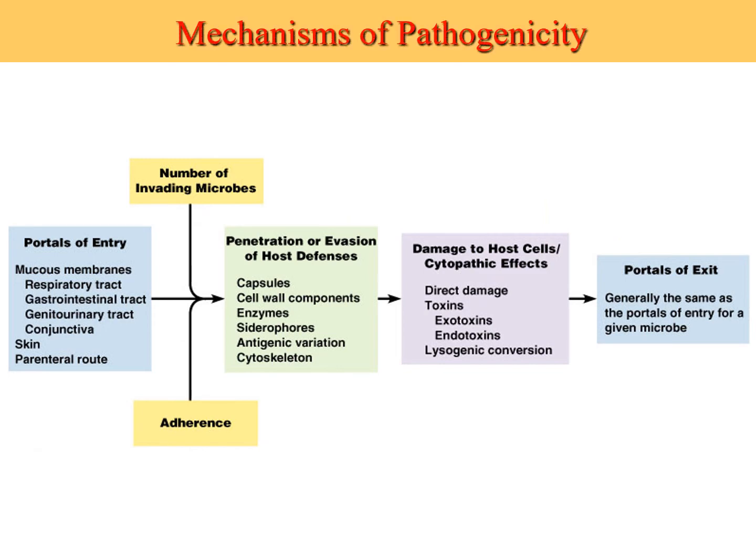So we have spoken now about mechanisms of pathogenicity. As I said at the beginning of this lecture, lecture 16, in order for an organism to gain a foothold and successfully infect a person, it not only needed a portal of entry, but also had to penetrate or evade host defenses, cause damage, and have a portal of exit so it could go on and infect another person or individual.